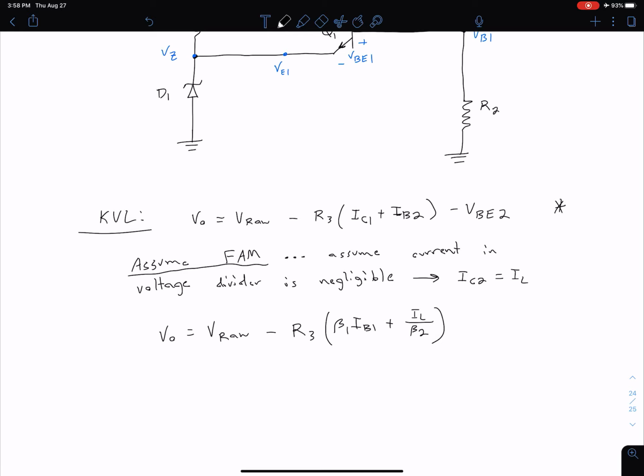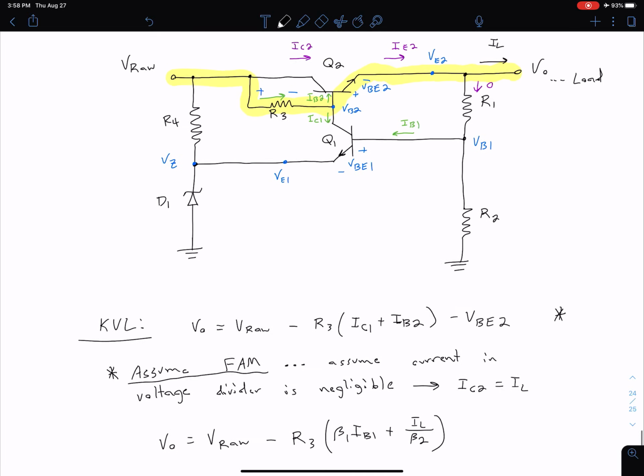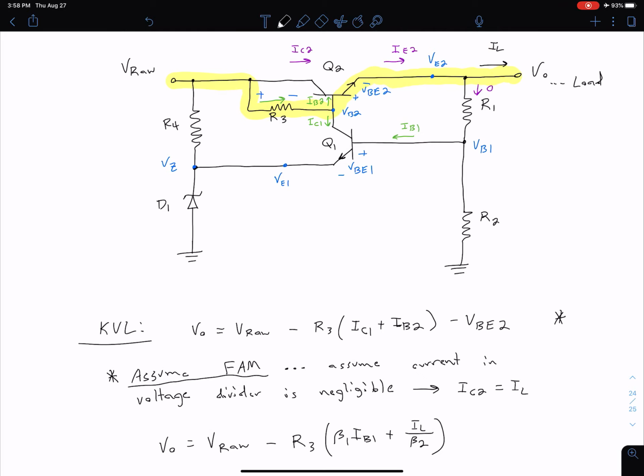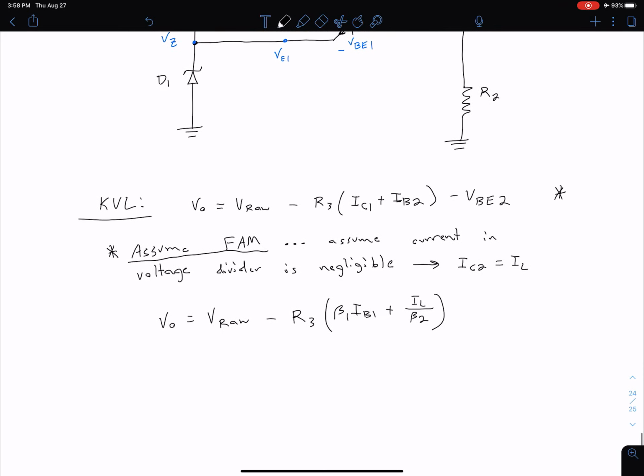This needs all of these assumptions. It's assuming we're in forward active mode, it's assuming we have negligible current in our voltage divider, and it's also assuming that our base current is essentially negligible and collector current is equal to emitter current. Again, all pretty reasonable assumptions for first order. And then we just subtract this VBE2, which is still just along for the ride at this moment.